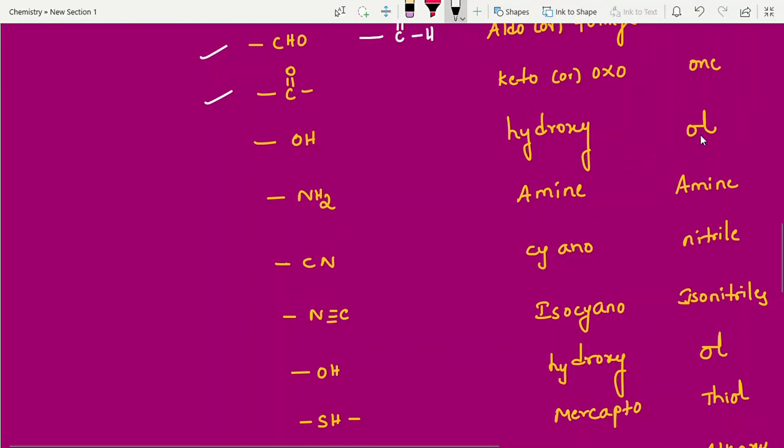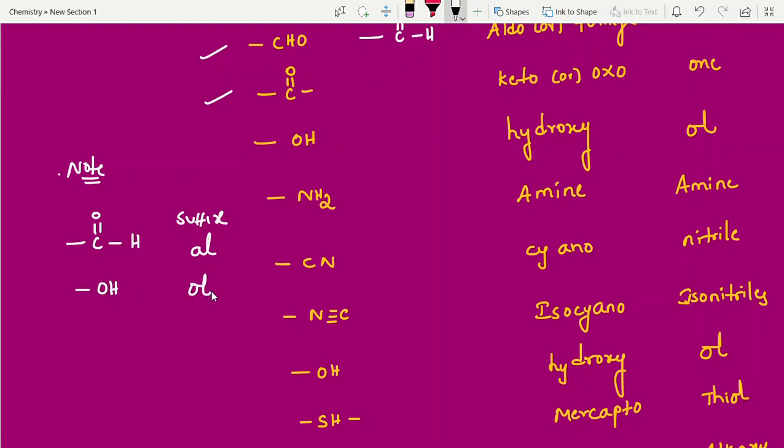Most of the students know this. Here please make a note. What is the note point, students? C double bond OH is there: what is the suffix name? Suffix name al. And when the OH group is there, what is the suffix name? Ol. Don't confuse. Next, NH2, the amine group, and amine, same, no change.